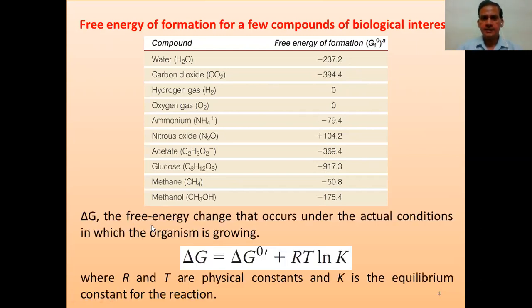So the delta G, the free energy change that occurs under the actual conditions, is given by this particular reaction: delta G is equal to delta G0 prime plus RT log natural K. So this delta G0 prime is the ideal conditions. This is the RT, which are physical constants, log natural, and K is the equilibrium constant for this particular reaction.